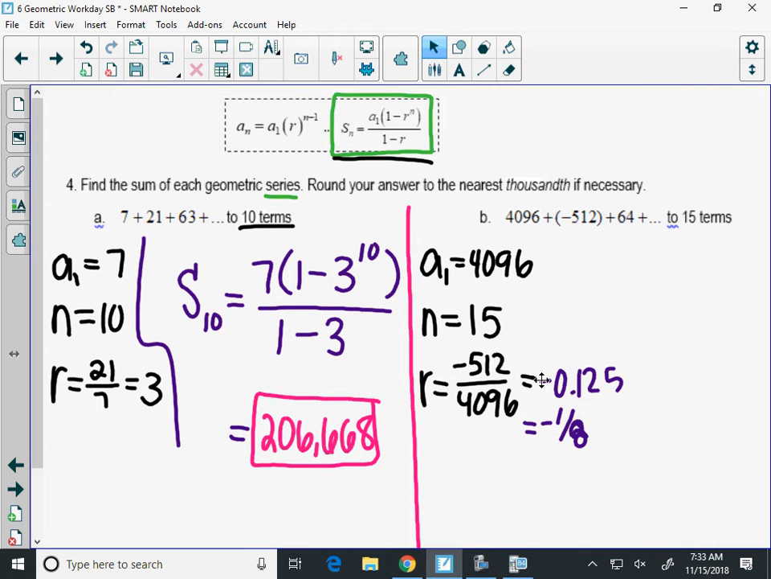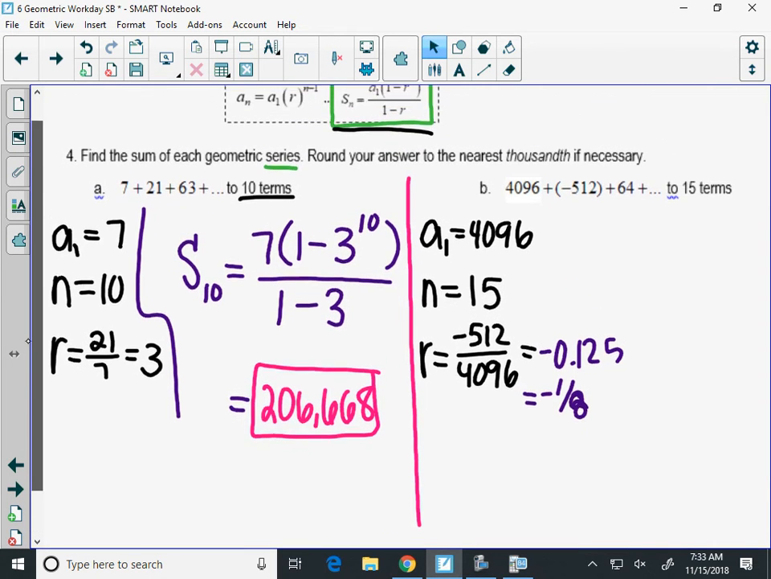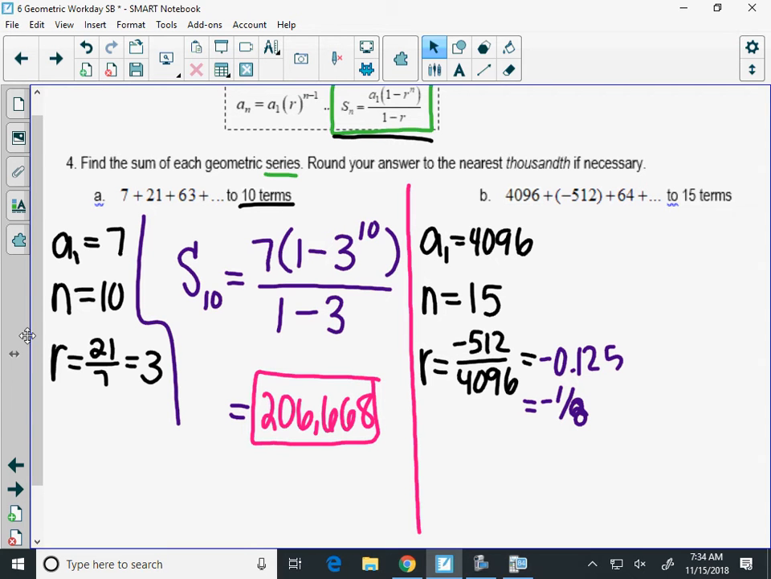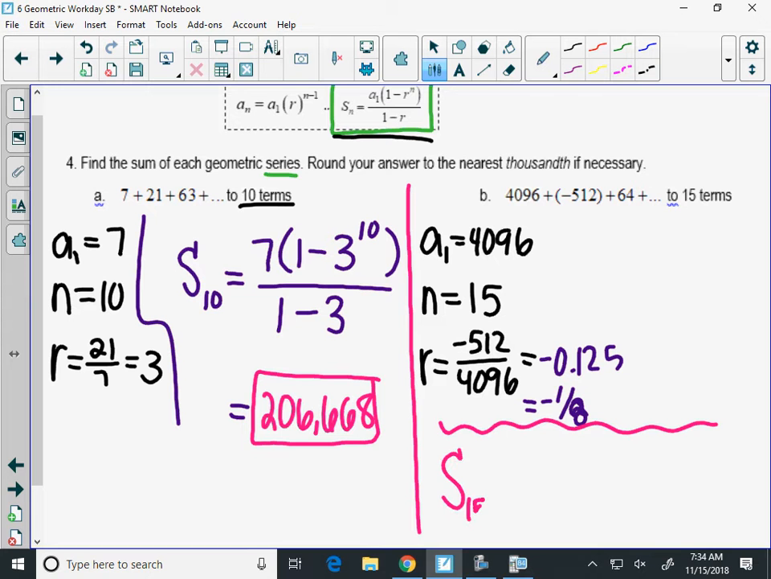All right, so let me put this into the sum formula. Hold on, I'll move the screen up a minute. So when I do my sum here, I'm finding the sum of 15 terms. I put in the first term, 4,096. Now here I want you to be really careful with what you put in your parentheses. 1 minus. Since my common ratio is negative, I'm going to put it in parentheses. Negative 0.125 to the 15th power. Make sure you put the common ratio in parentheses, especially if it's negative.